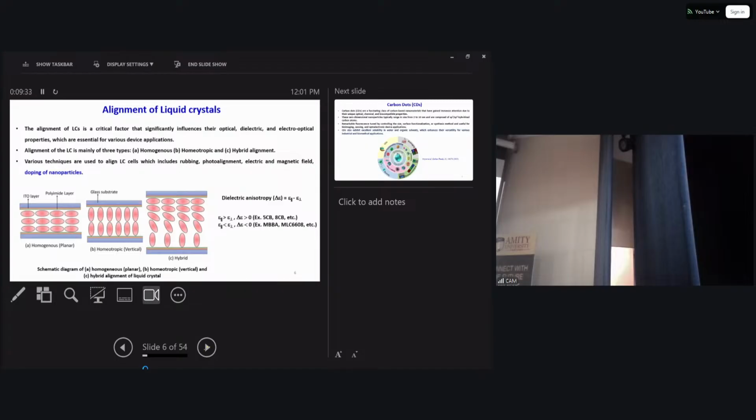Now again, when you go to the second part, this is called vertical. In this case, we have to treat these two substrates with a certain alignment layer, let's say silane. Then that will align this director n vertical to the plate. It's called homeotropic or vertical alignment.